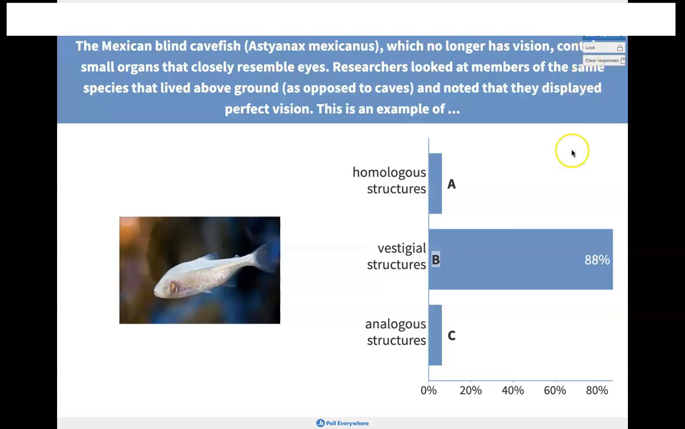This is definitely an example of a vestigial structure. It looks like these fish here have organs that resemble eyes, but they're not using their eyes anymore. So it's a vestigial structure since there's no more getting use out of it. Their ancestors had sight, and most likely they are descended from the fish that lived above ground that had perfect vision. But now that they're in this cave-like environment, they no longer need that structure to survive.